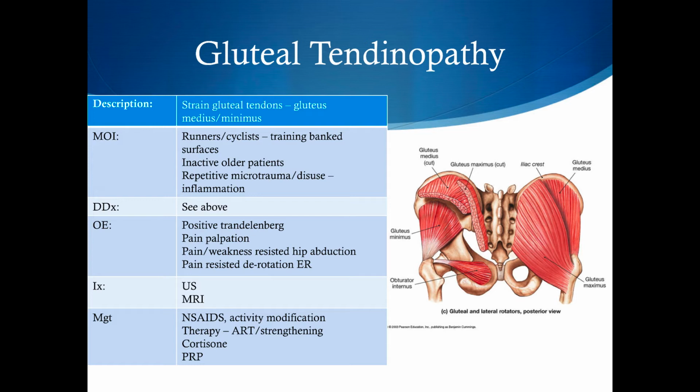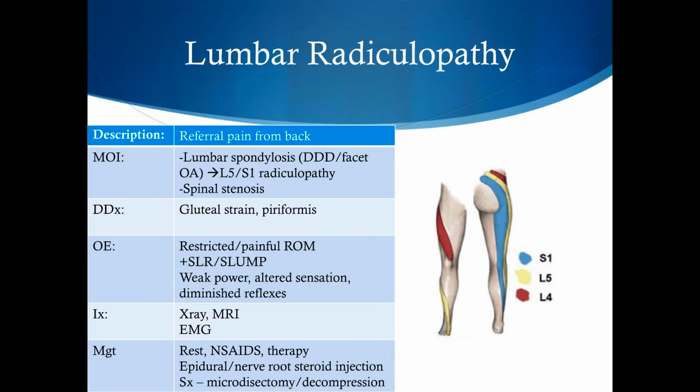An ultrasound or an MRI can help you with this diagnosis once again, and similar to the previous slide, anti-inflammatories, an activity modification period involving therapy with gluteal strengthening, such as the clamshell exercises, resisted hip abduction exercises are very useful. Again, you may also consider a cortisone or PRP injection.